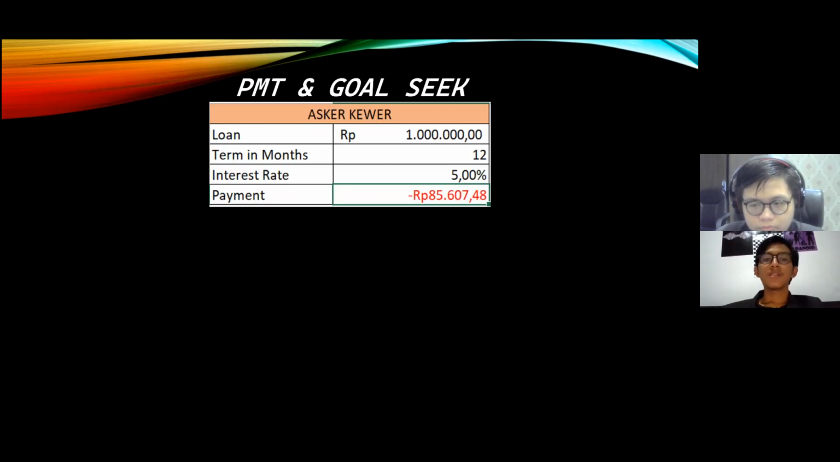And the last content in our Excel implementation project is PMT and goal seek. This function and analysis is to know how much loan installment can be given to the customer as needed. Next slide, please.